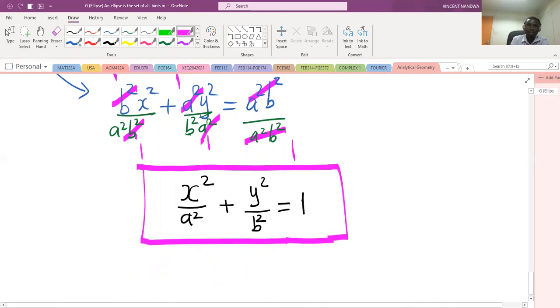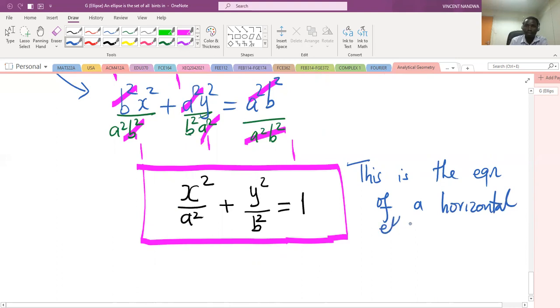So this is the equation of a horizontal ellipse centered at origin.